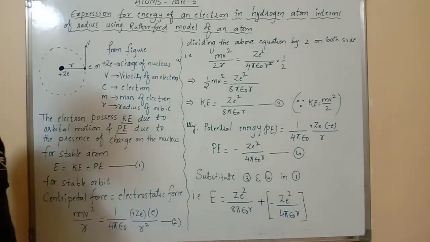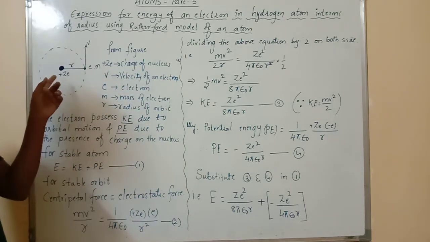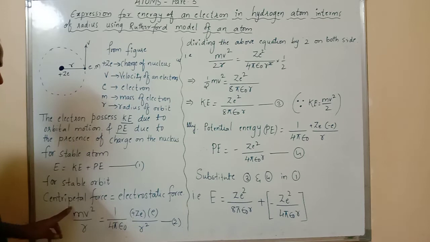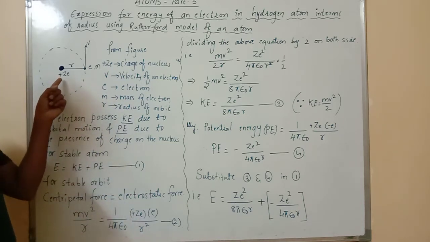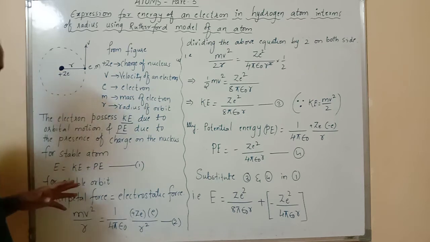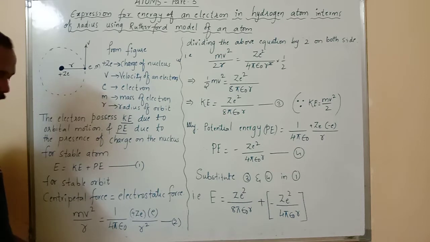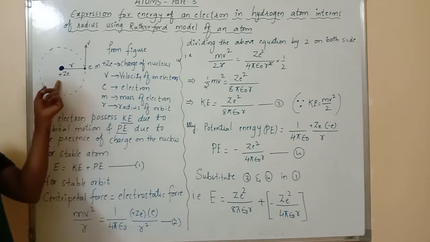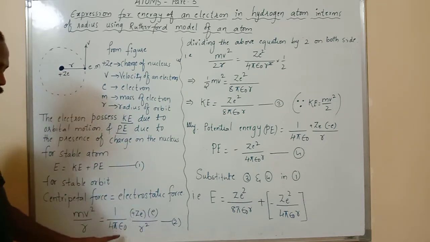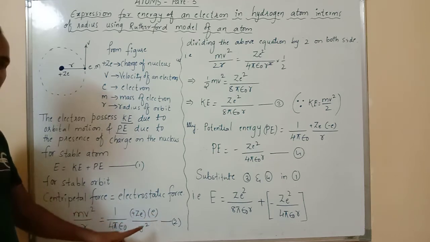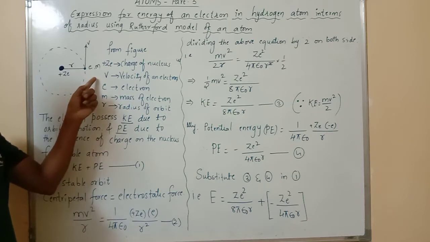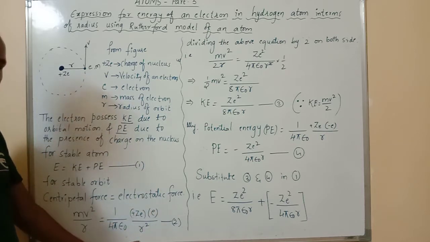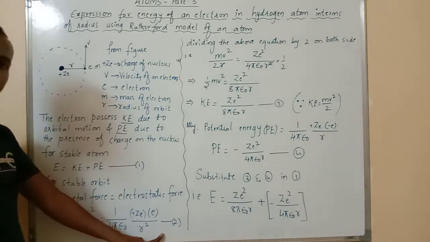An orbit is said to be stable if the centripetal force is equal to the electrostatic force between the nucleus and electron, right? The centripetal force is given by mv square upon r. And the electrostatic force between nucleus and electron is 1 by 4 pi epsilon naught q1 into q2 upon r square. In place of q1 and q2, plus Ze and e are there. That's why Ze into e upon r square. I will call this equation 2.